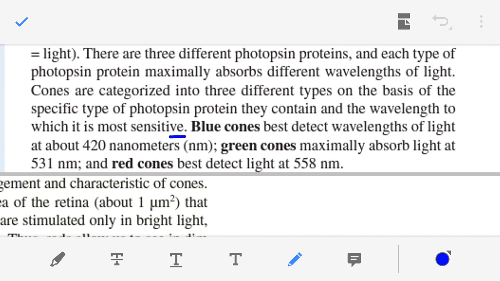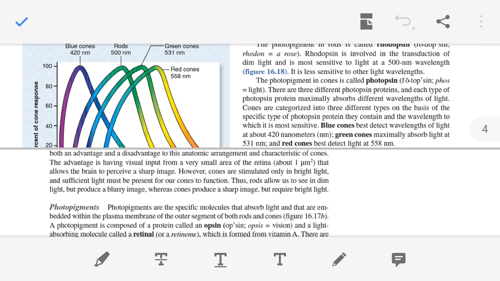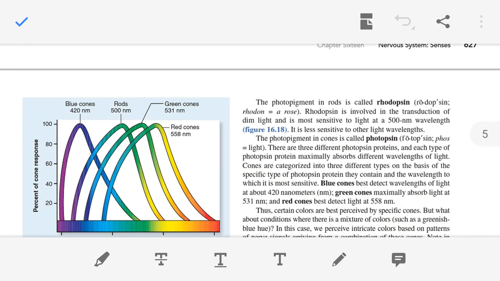One type is the blue cones, and these blue cones can detect light at 420 nanometer wavelength. Then there are green cones, which maximally absorb light at 531 nanometer, and the red cones, which absorb light having a wavelength of 558 nanometer. So there are three types of cones, and they absorb different color wavelengths of light.